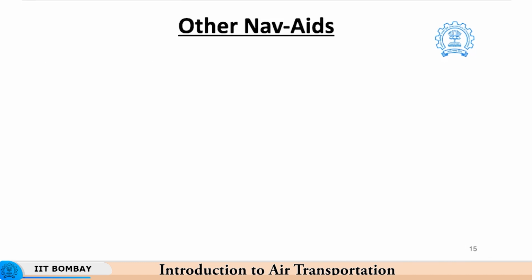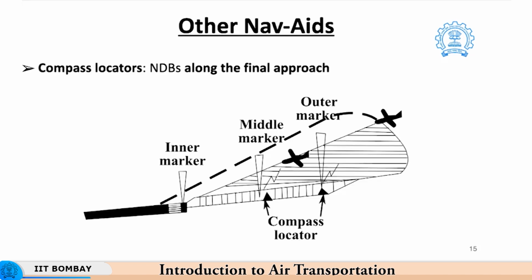Apart from making use of the NDB equipment for carrying out homing, there are other utilizations of NDB stations, one of them being called the compass locators. Now these compass locators are basically low and medium frequency range operated NDBs that are co-located along with the marker beacons that are placed in the approach leg of ILS systems. So these NDBs help in carrying out interception of the aircraft with respect to the approach leg of the runway.